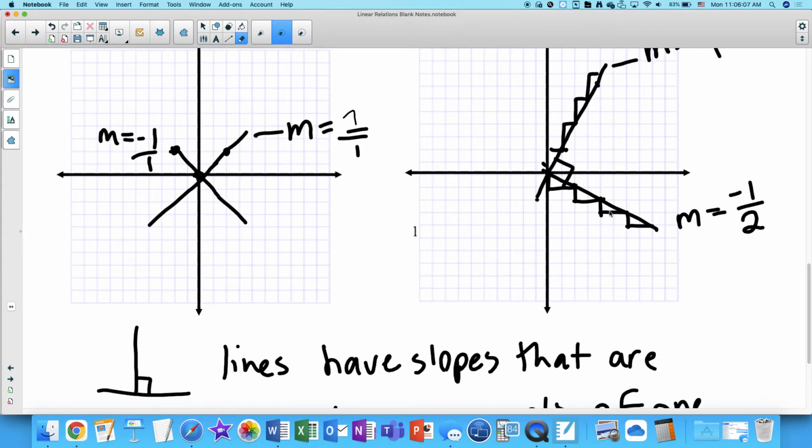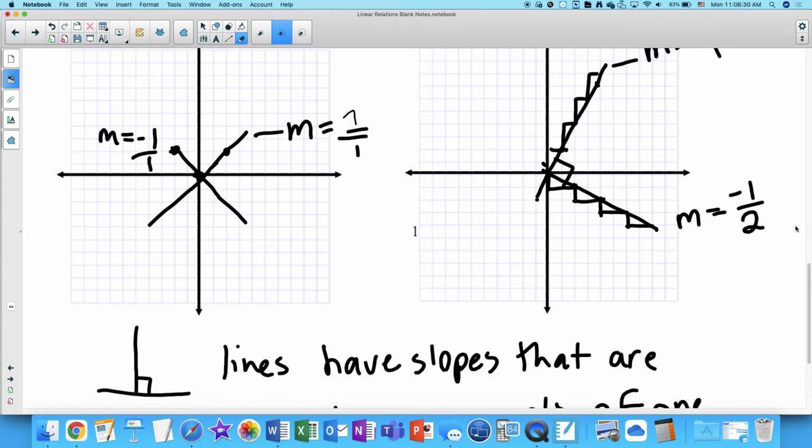Yeah, so if you started with this line, the -1 over 2, the negative reciprocal of that is 1 over 2. So you just stick a negative sign in front of it. But if you stick a negative sign in front of a negative value, the two negatives make a positive. So no matter which one you start with, they will always have opposite signs.